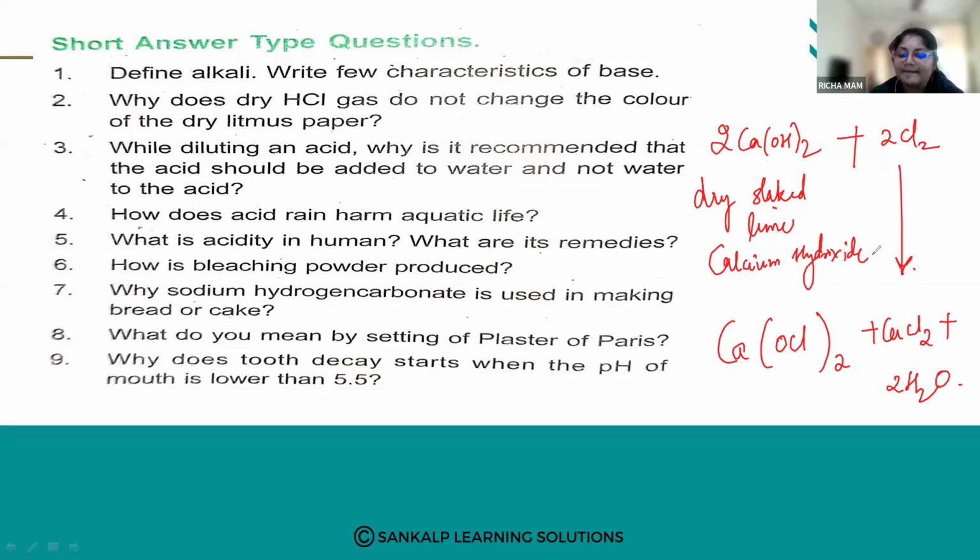So bleaching powder is produced by reacting dry slaked lime with chlorine gas, by passing the chlorine gas over the calcium hydroxide. You are going to get the bleaching powder, CaOCl2. Got it? I hope you have noted it down. Okay, let us go for the next question.